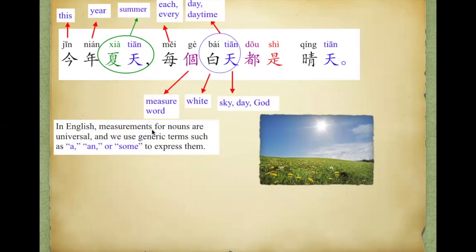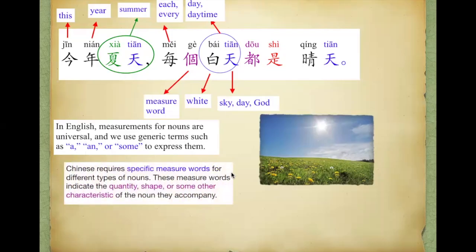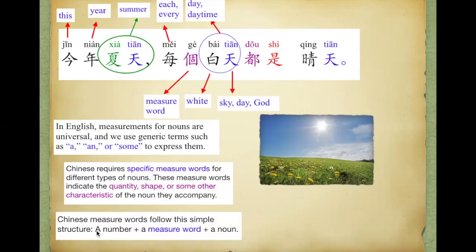In English, measurements for nouns are universal, and we use generic terms such as a, an, or some to express them. Chinese requires specific measure words for different types of nouns. These measure words indicate the quantity, shape, or some other characteristic of the noun they accompany. Chinese measure words follow this simple structure. A number like 每 here means each one, plus measure word 个, plus a noun 白天. So when you see a number and a noun with something in between you don't know, it's just a measure word.